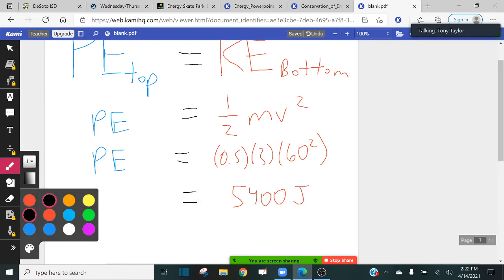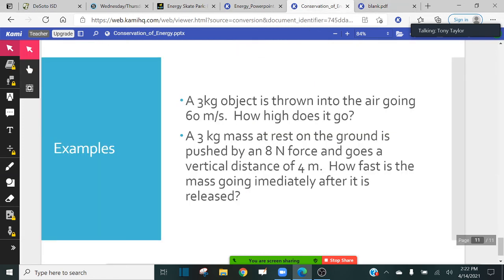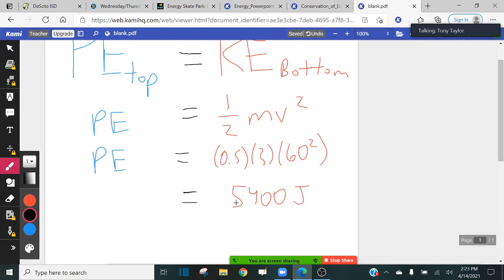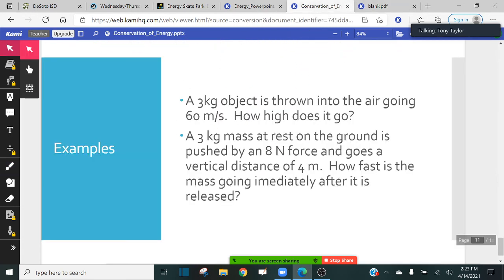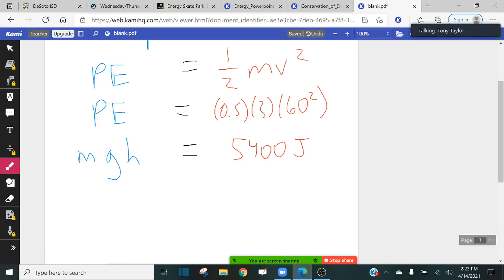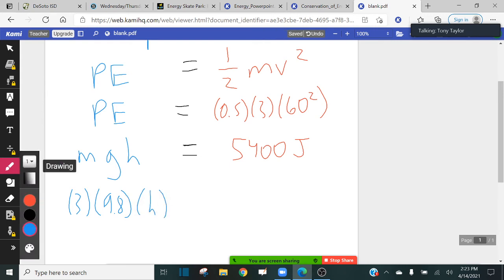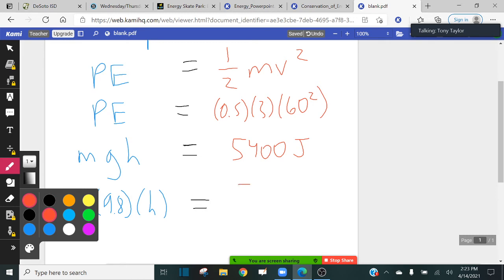But guys, notice I'm not done here, because notice what the problem says. It says, how high does it go? So I know that whatever this kinetic energy is at the bottom has to be equal to this potential energy at the top. Meaning I can just use my mgh equation, set that equal to 5,400, and solve this equation for height. So let's plug everything in. The mass is 3 kilograms. Little g is always 9.8. Now it's up to you guys to solve this equation for height.